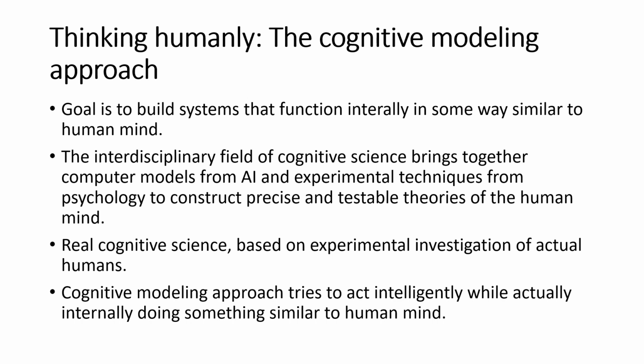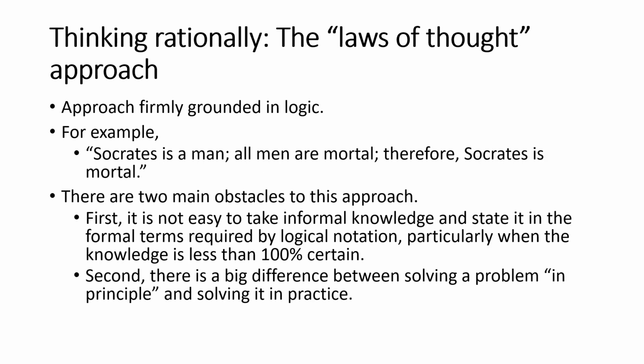So here we have to simulate human memory, perception, and learning. Next one is thinking rationally: making machines that think logically and correctly. This approach is based on logic and mathematics. It uses formal logic, that means propositional logic and predicate logic, that we will discuss later.